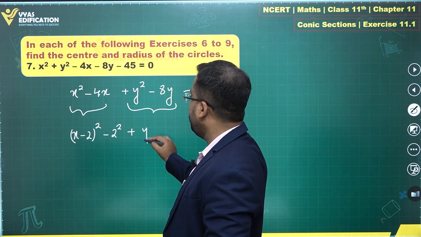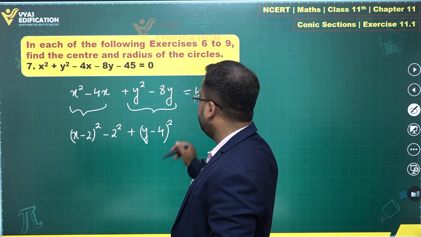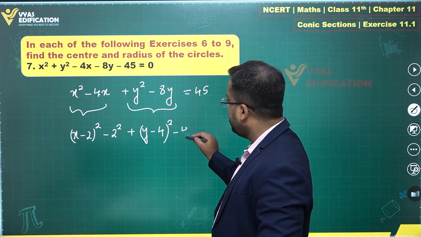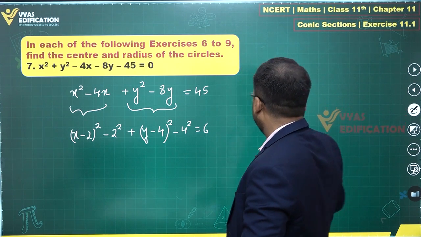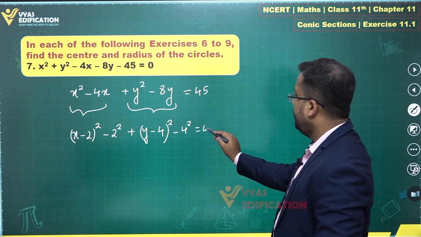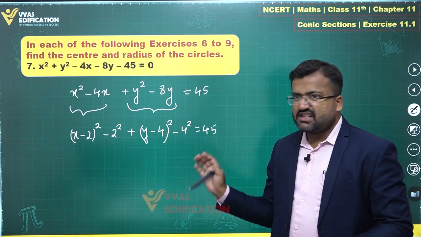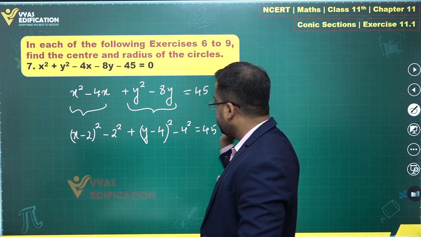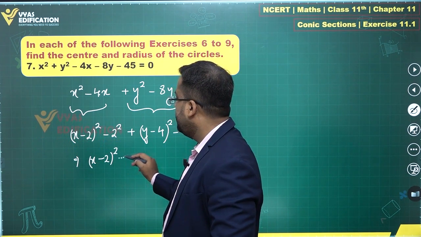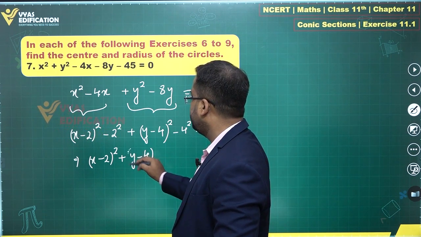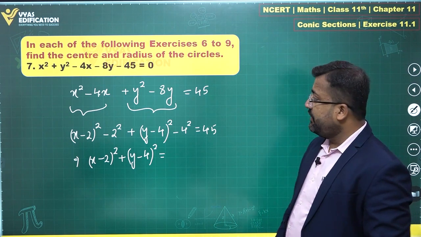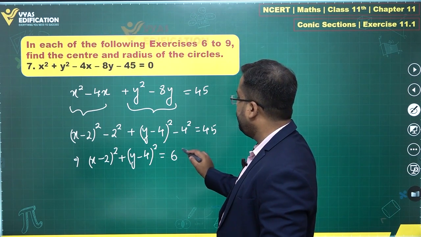Plus this is (y minus 4) squared, and again you will have an extra term of 4 square in this. So let's take that back. This is minus 4 square is equal to 45 on the right hand side. If you observe this carefully, now you can take this 4 and 16 terms to the right hand side. What you get is (x minus 2) squared plus (y minus 4) squared is equal to 45 plus 16 plus 4, right? 45 plus 20, actually this is 65.